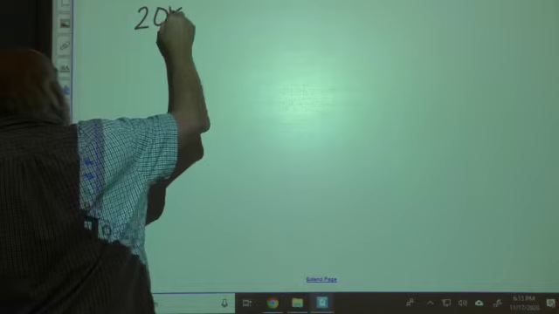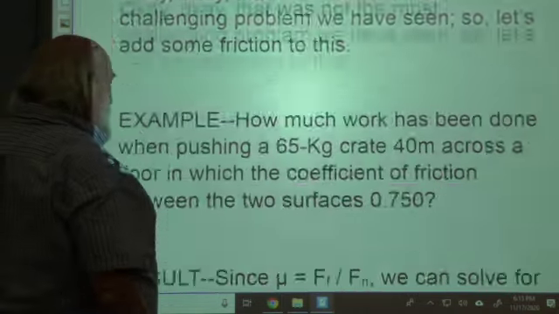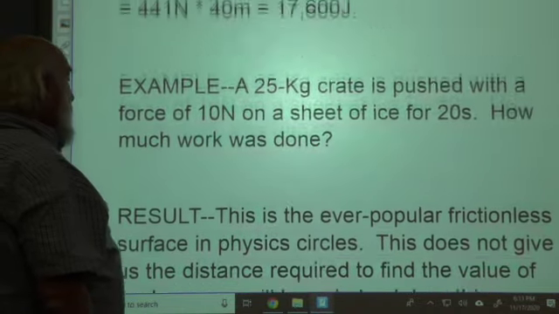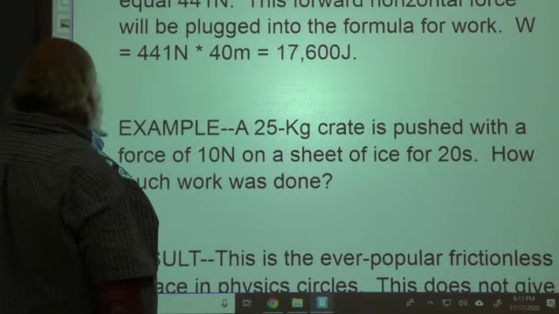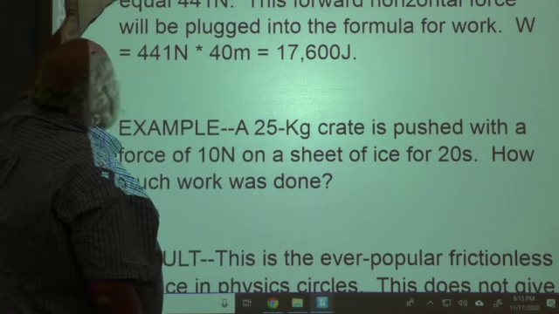Okay? Let's see if I actually remember that. I said 20 kilograms. I've kind of screwed this up already. Oh my goodness, I'm so old. Okay, 25 kilograms is right, 10 newtons, and 20 seconds. Oh, okay. I said 20 kilograms. 25 kilograms, 20 seconds, 10 newtons.